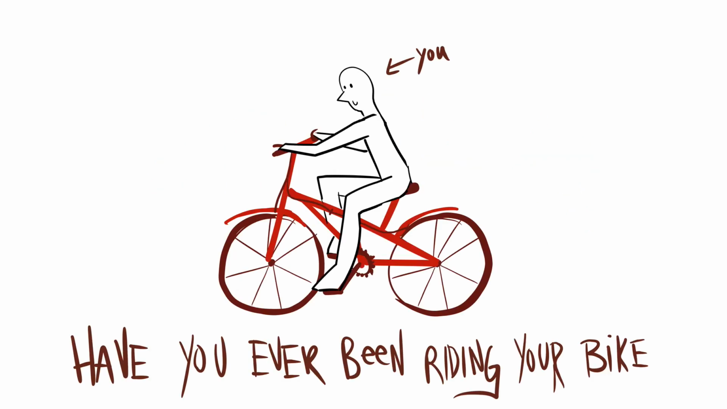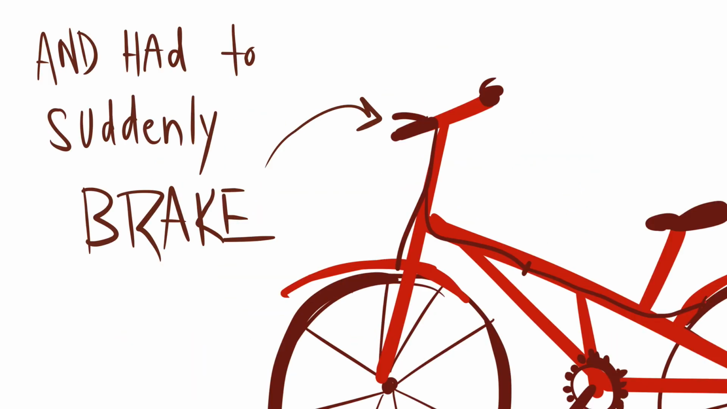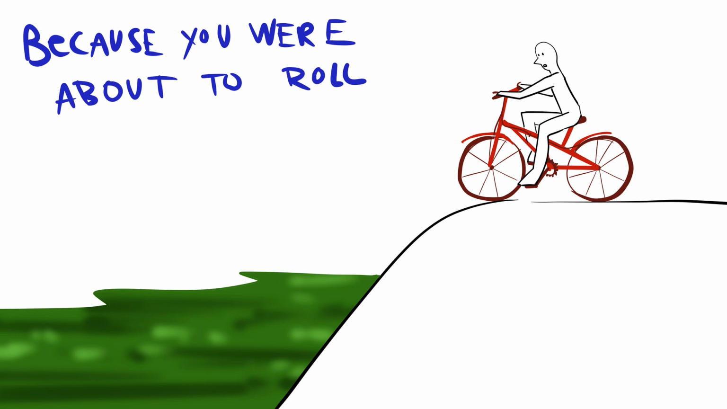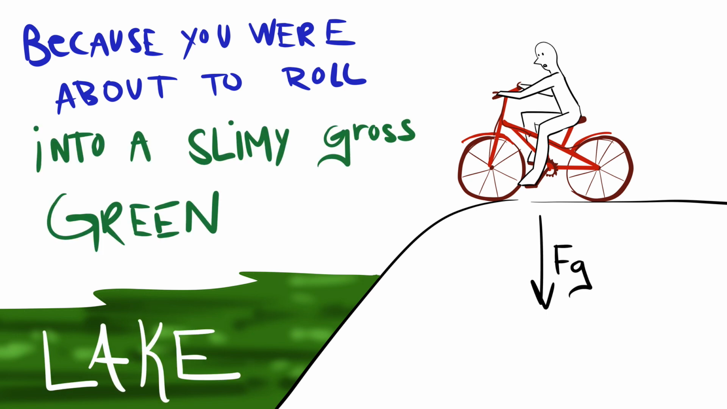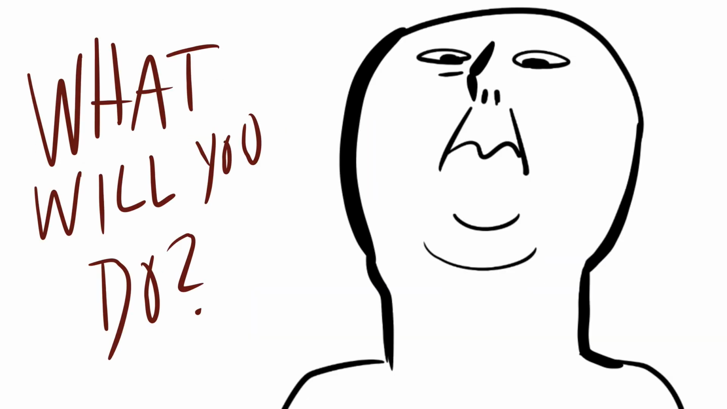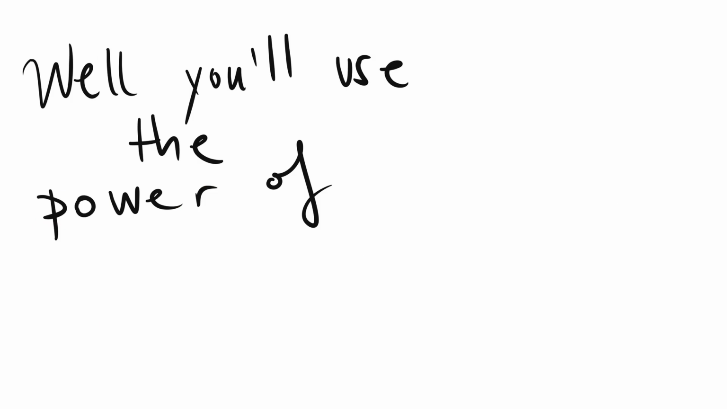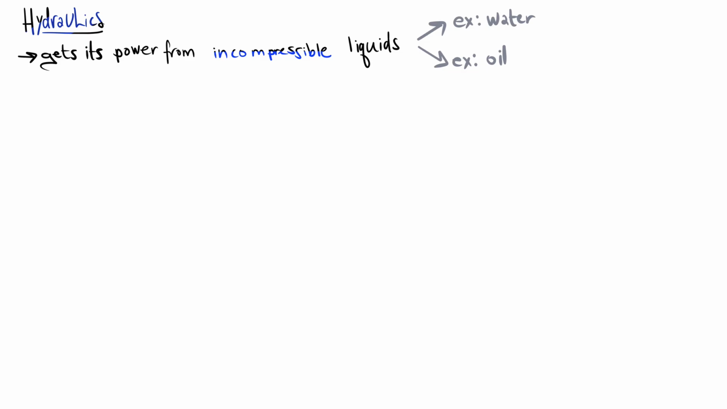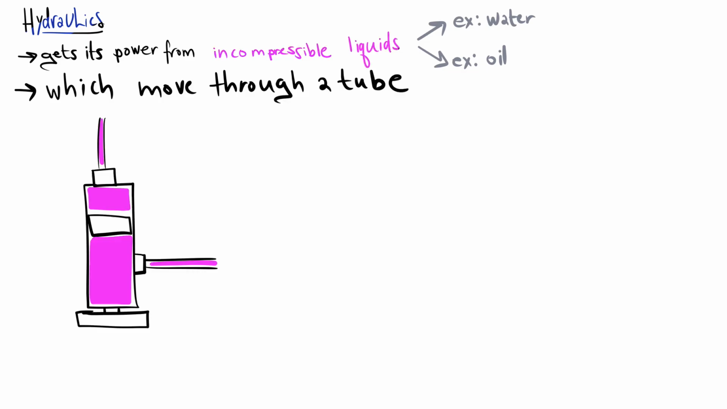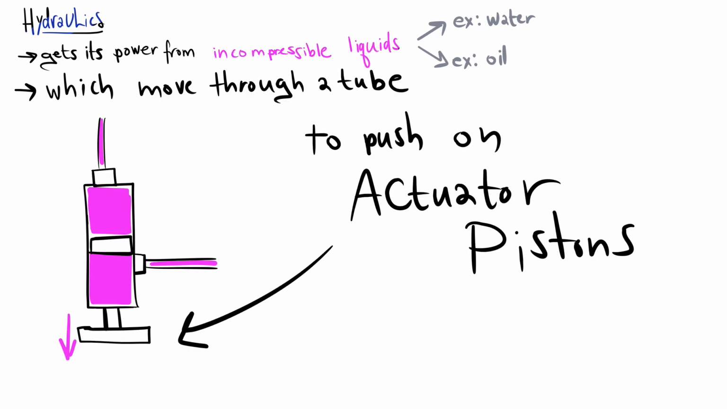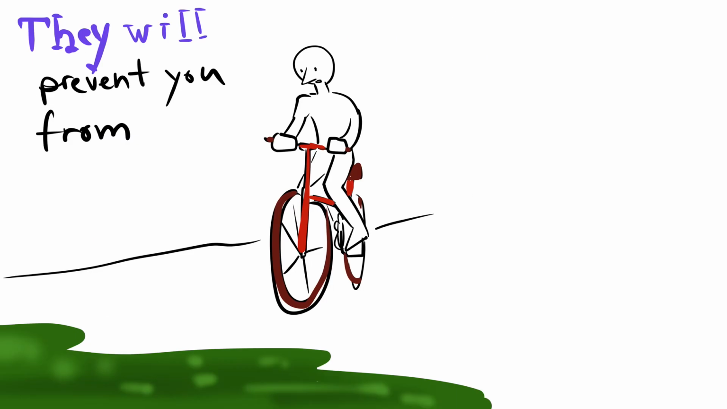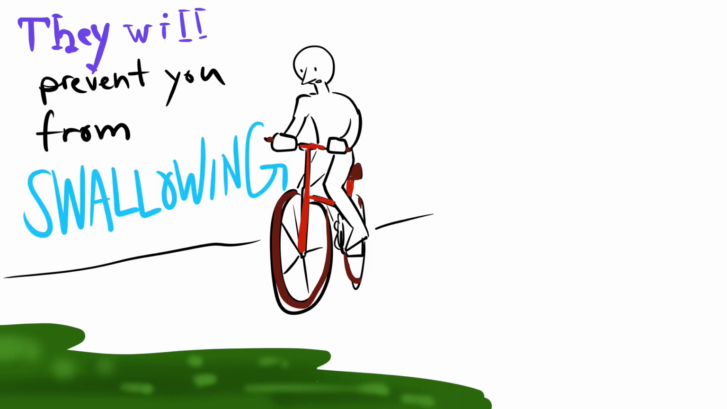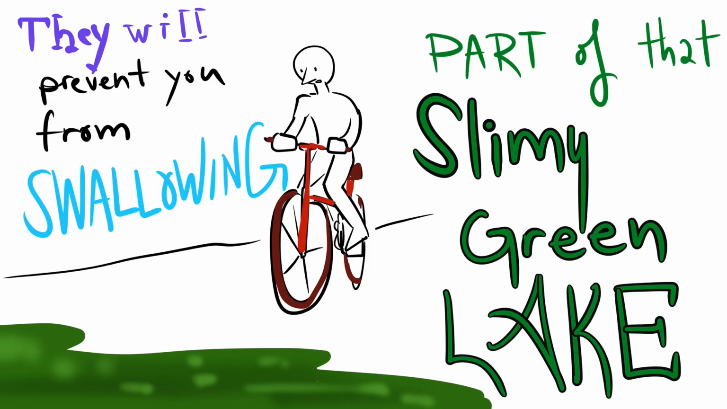Have you ever been riding your bike and had to suddenly brake because you were about to roll into a slimy, gross green lake? What will save you now? What will you do? Well, you use the power of hydraulics. Hydraulics gets its power from incompressible liquids, which move through a tube to push on actuator pistons. They will prevent you from swallowing part of that slimy green lake.